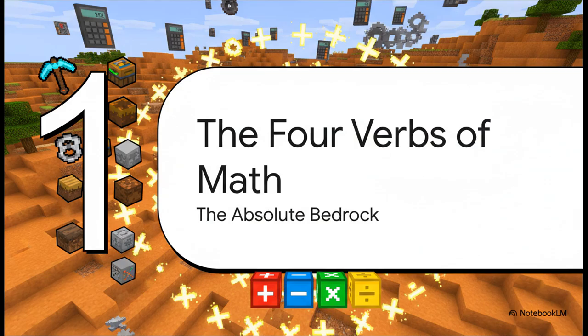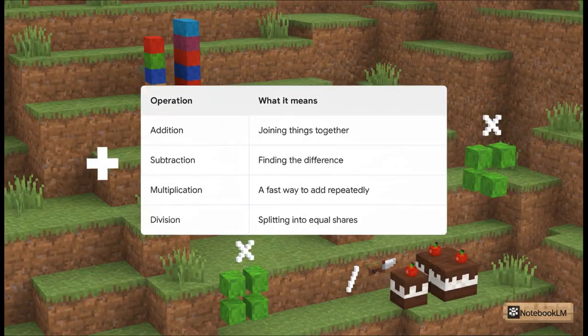Okay, first things first, we have to start at the very beginning. I want you to think of the 4 basic operations, not just as buttons on a calculator, but as the action words, the verbs of mathematics. These are the fundamental actions that make everything else we do possible. What I love about this is how simple it really is when you boil it down. Addition, you're just joining things together. Subtraction, you're finding the difference between two things. Multiplication is really just a shortcut, a super fast way to add over and over again. And division is the opposite of that. It's all about splitting things into equal shares. These 4 ideas, they're the absolute bedrock of everything that follows.